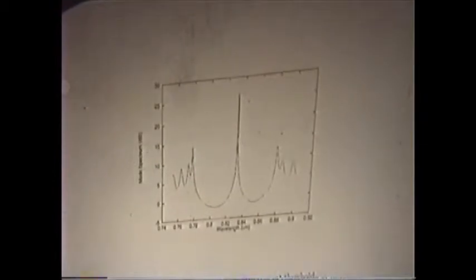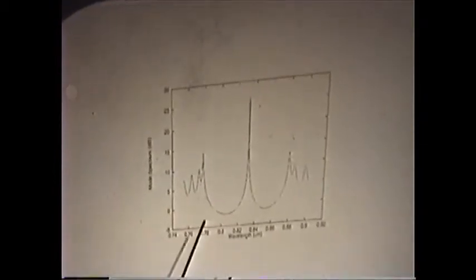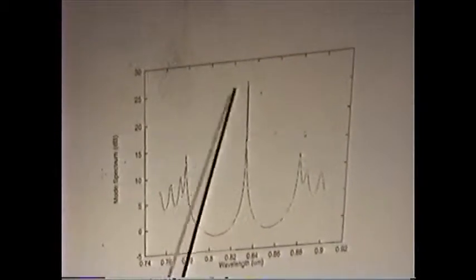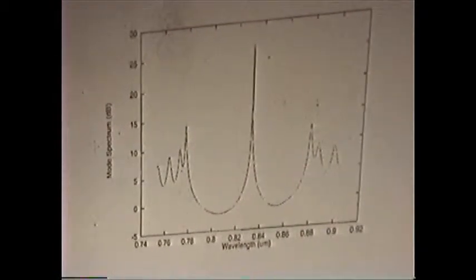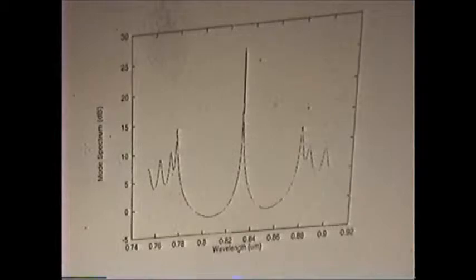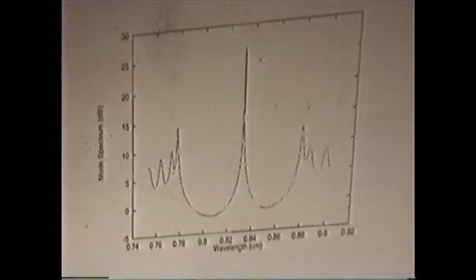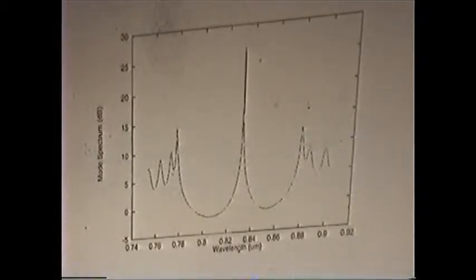And this is a mode plot. This is a mode right at threshold. So you see the mode suppression is not that high, but here, far above threshold, you have 40 dB side mode suppression. And that is the end of the tutorial. Do you have questions? We're too tired.